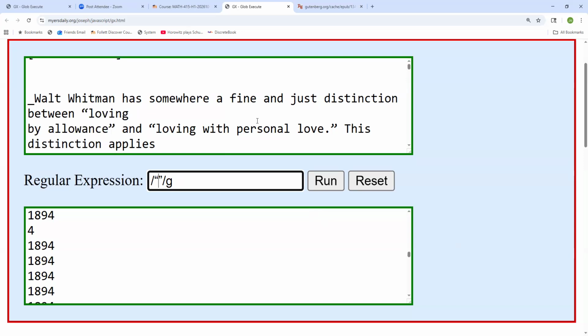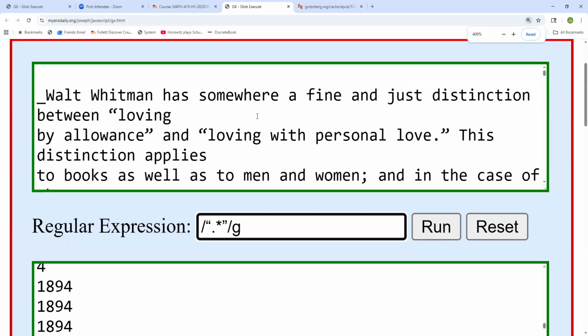So I'll give you two options. Should I put a period star to represent anything as many times as needed to get to the end of the quote? Would that work? You might think it would work, but what that would actually do, period star and then the end of the quote, is find everything in the book from the first time a quote symbol happens all the way until the very last quote symbol in the book. So pretty much find the whole book.